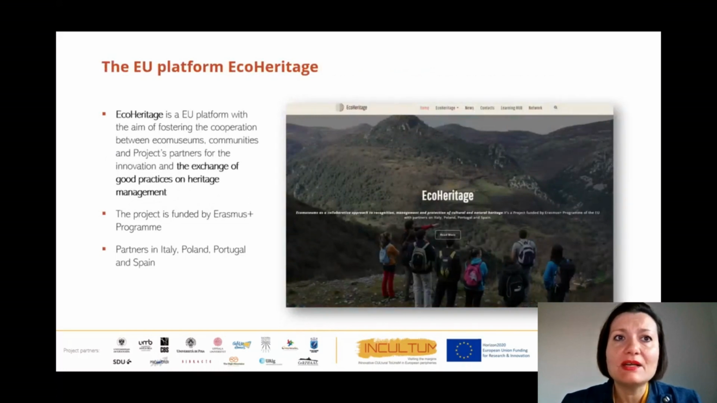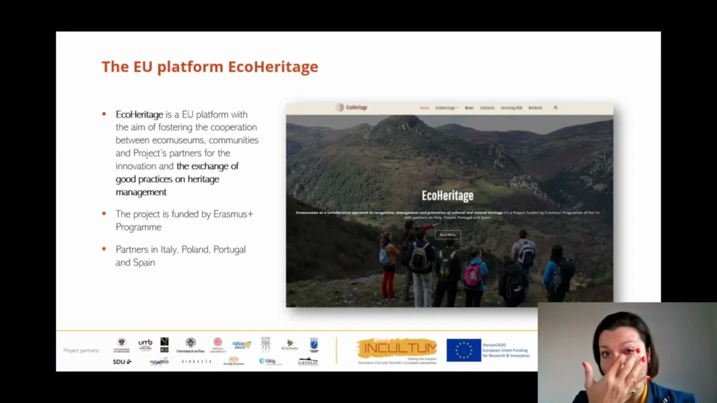Capacity building is an area of collaboration not only between the individual ecomuseum and the local community, but also between the ecomuseums themselves, who can learn from each other techniques and good practices for territorial development. That's the case, for example, of EcoHeritage, an EU platform with the aim of fostering the cooperation between ecomuseums, communities and the project's partners for the innovation and the exchange of good practices on heritage management. The project is funded by the Erasmus Plus program and includes partners coming from Italy, Poland, Portugal and Spain.